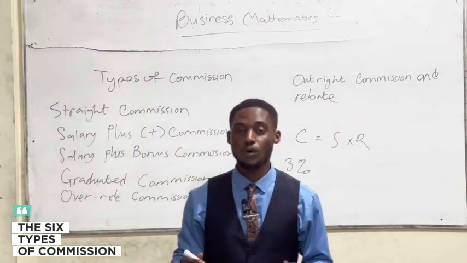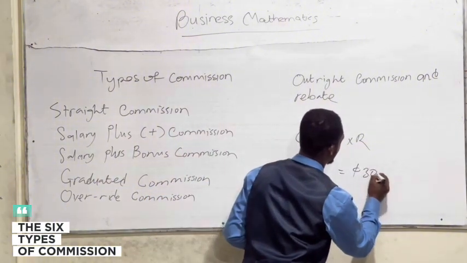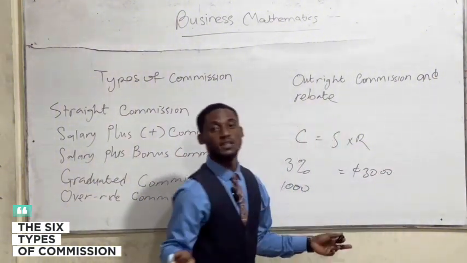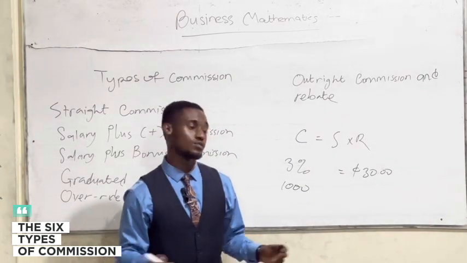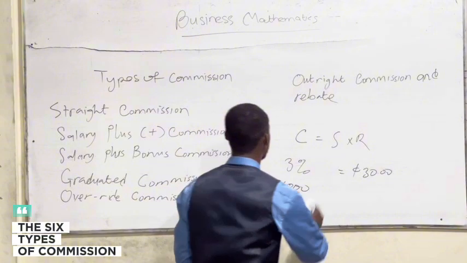So if I am to get a rate of 3% on a sale, and the sale is 1,000 cedis, what then do I get? I get 30 cedis. So this is the calculation when it comes to straight commission.